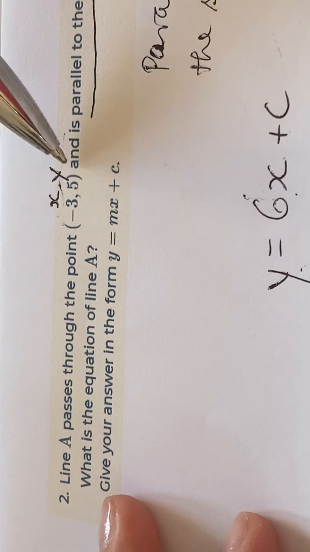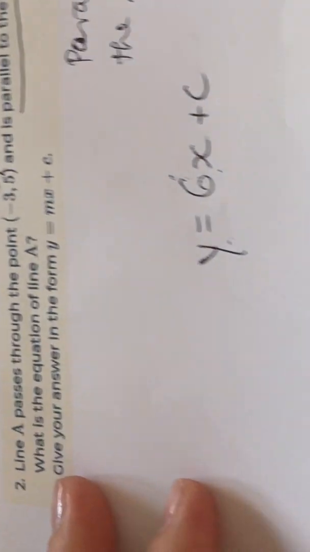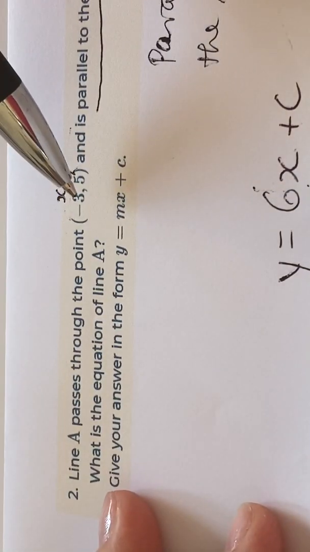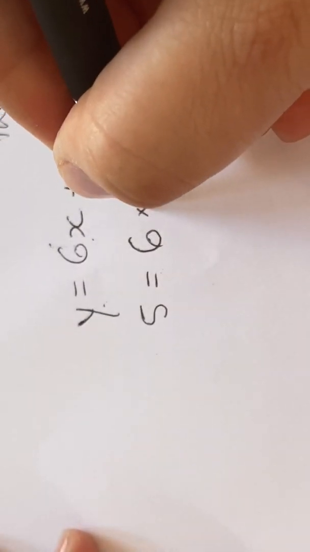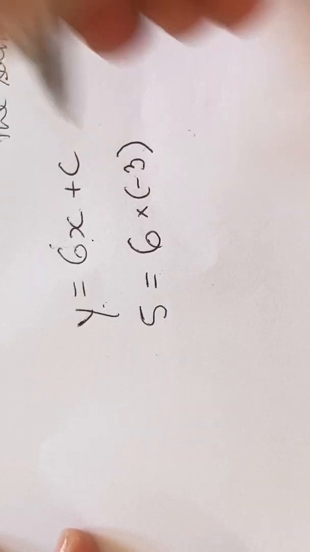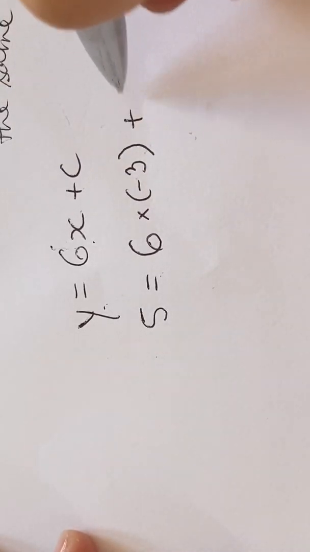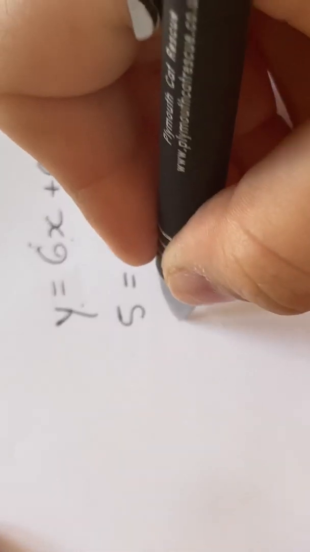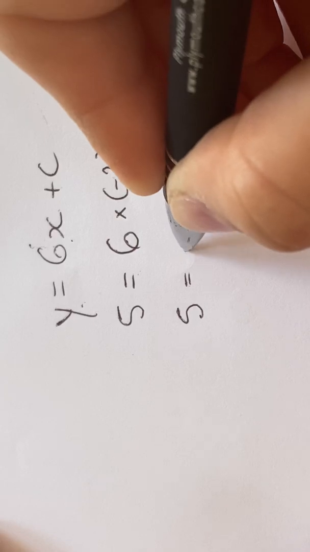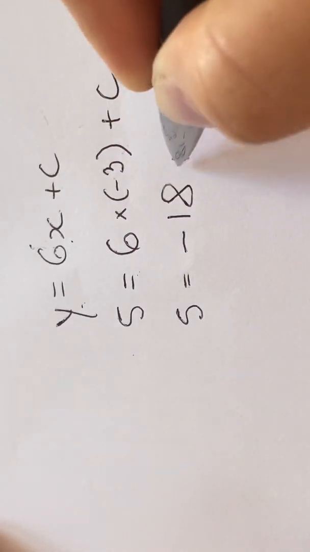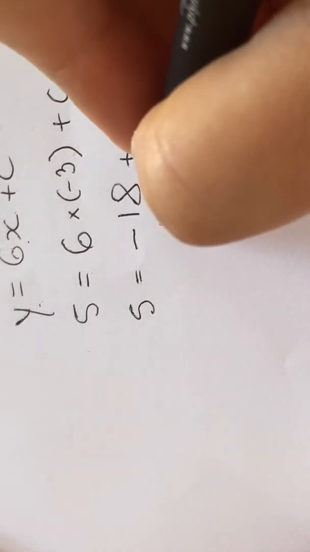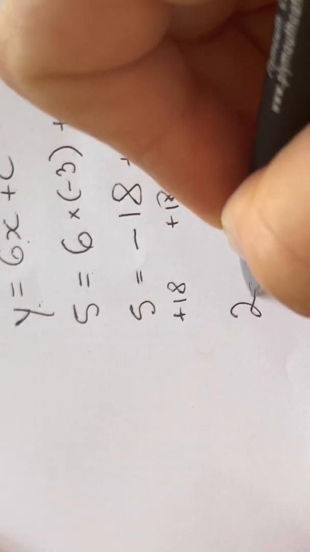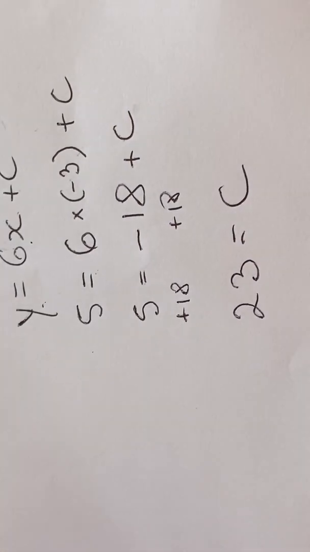So y was 5, so 5 is equal to 6, x is -3. Now just to keep it nice and neat, I'm going to put the -3 in brackets, you don't have to. And then plus c, we don't know. Again, I tidy up this side a little bit. So 5 is equal to, be careful, minus 18 plus c. And then I'm going to add on 18 to both sides. So 23 is equal to c.